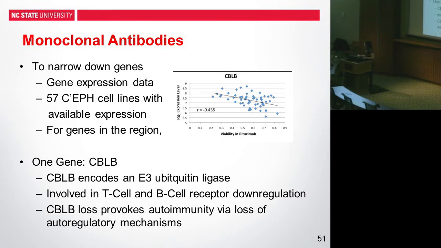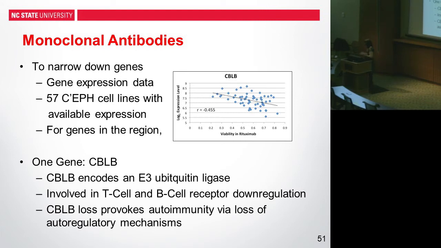So we tried to narrow that down even further by looking at gene expression data. Again, we had baseline gene expression for these Ceph cell lines, and we associated baseline expression with that maximum viability response. And again, after a Bonferroni correction, we had one gene that stood out. So we go, great, one thing to follow up here, and that gene was CBL-B.